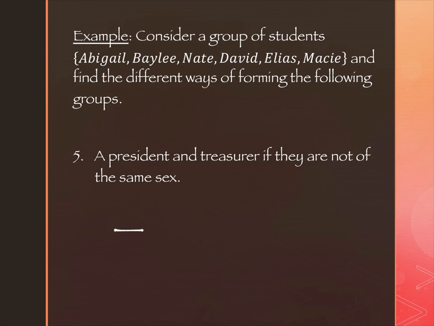So we have president, we have treasurer, and there are 2 options. So I usually put 2 placeholders. First one for president, second one for treasurer. Now, how many different presidents do we have options of?